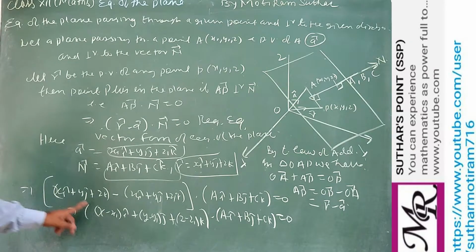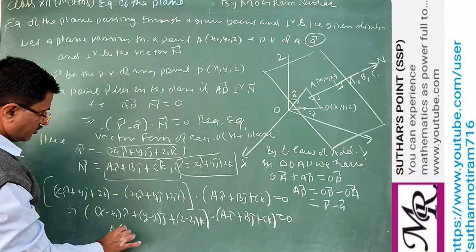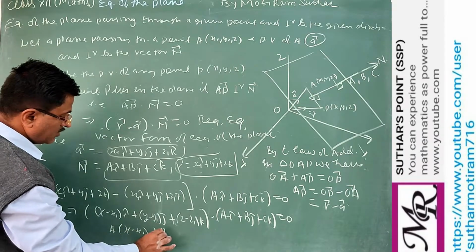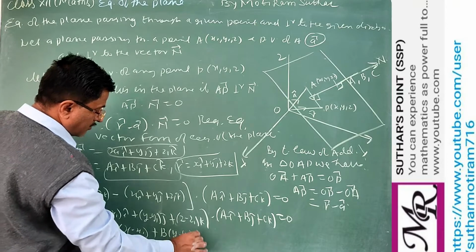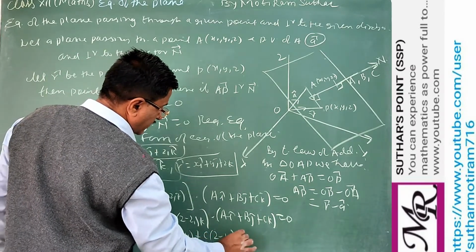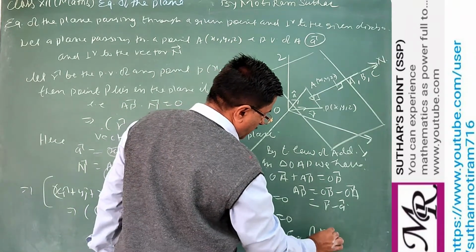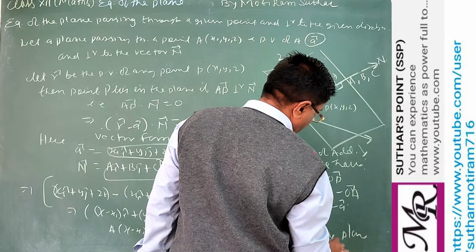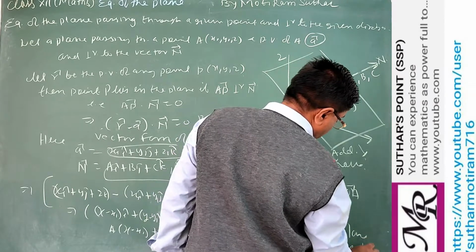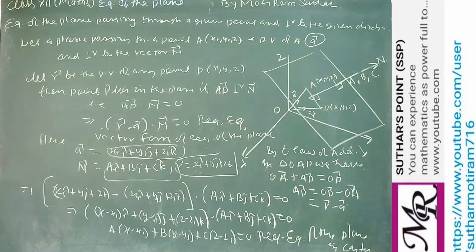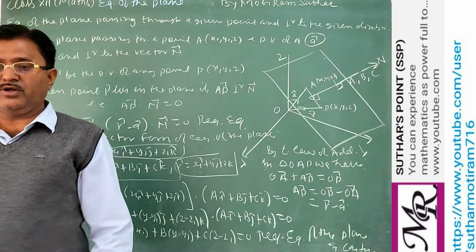So what we get? a into (x minus x1), b into (y minus y1), plus c into (z minus z1) equal to 0. This is the required equation of the plane in Cartesian form. Clear? So we find the equation of the plane in Cartesian form as well as in vector form. Very easy formula we have seen.